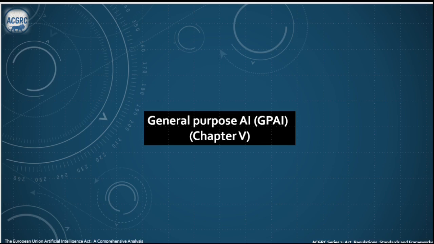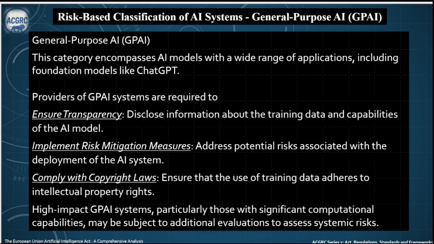Now let's look at the general purpose AI or GPAI as defined in chapter 5. General purpose AI. This category encompasses AI models with a wide range of applications, including foundational models like ChatGPT. At this point of time, let us assume ChatGPT as the reference. It's a general purpose AI, and most of you are already hands on to it. The provider of GPAI systems are required to ensure transparency, which means disclose information about the training data and capabilities of the AI model. Should be able to address potential risk associated with the deployment of the AI system. Should be able to ensure that the use of training data adheres to the intellectual property rights.